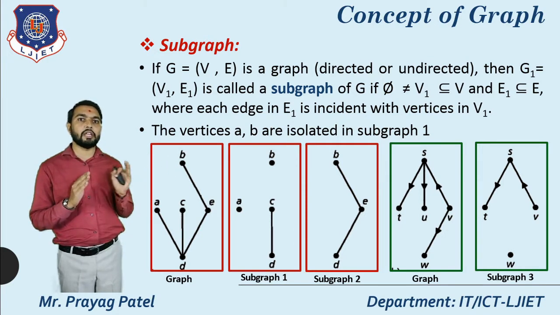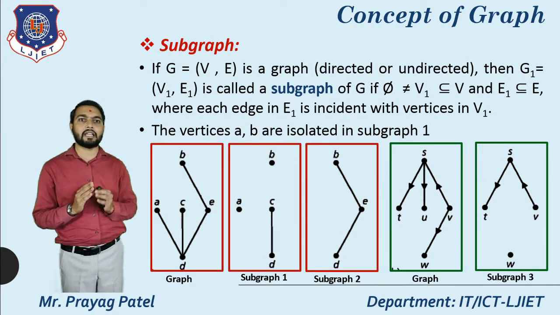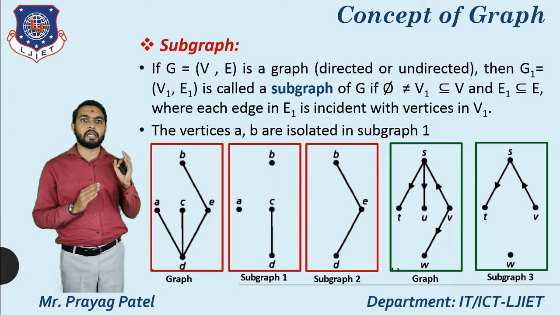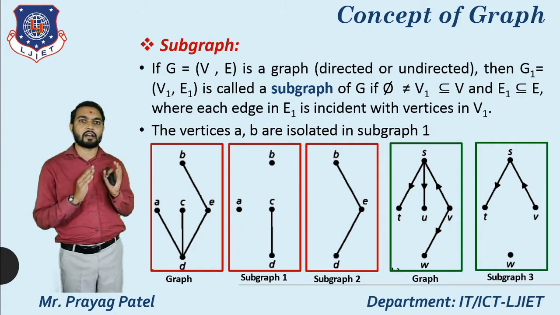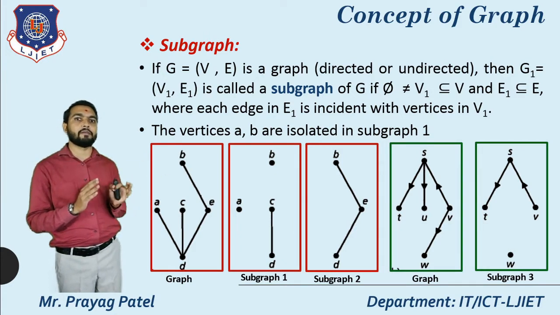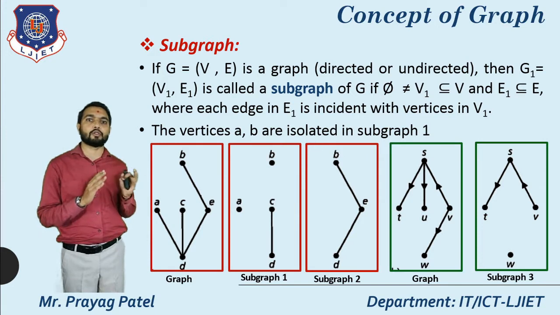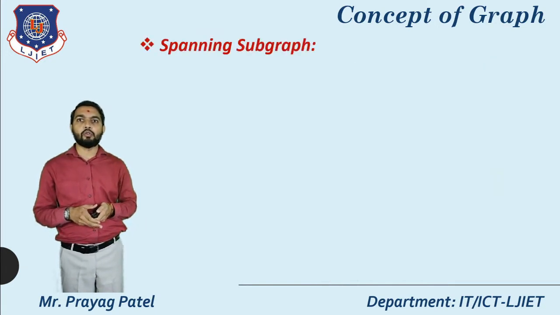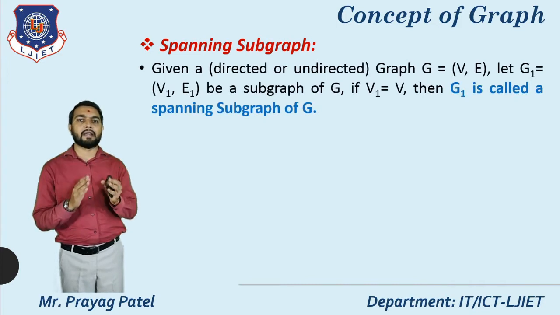So here we include the 4 vertices S, T, U and W and consider the 2 edges from S to T and V to S. So this is considered a subgraph because all the 4 nodes and 2 edges are also available in your graph. So this is a subgraph. Now the next definition is a spanning subgraph.